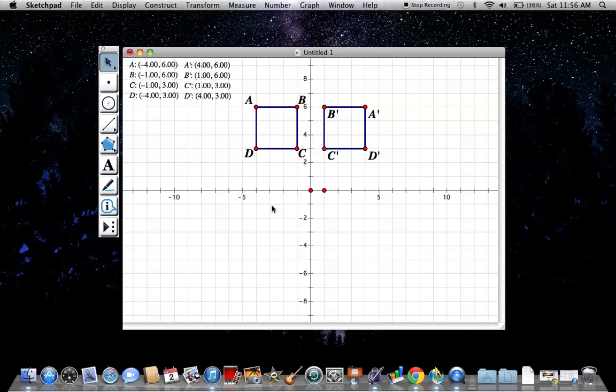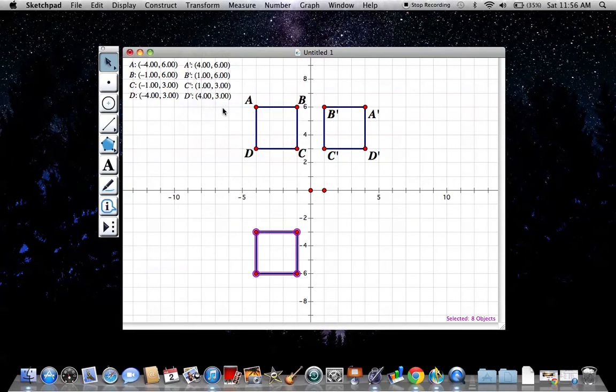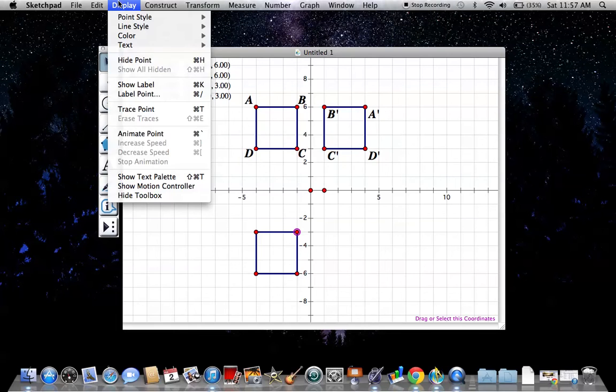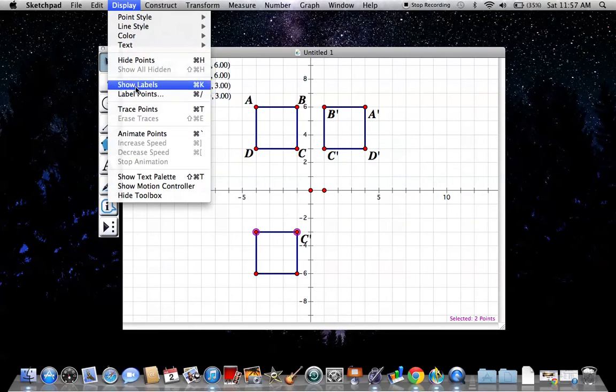The same thing happens when I flip it over the X-axis. I want to reflect this figure across the X-axis. Do you see this? It goes from here to here. Notice the distance. Alright, let's label the points.